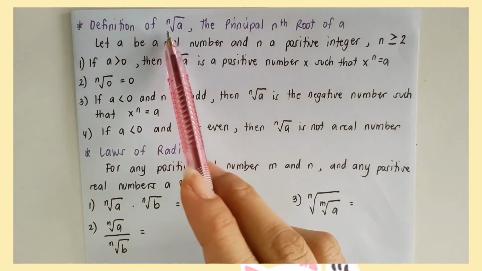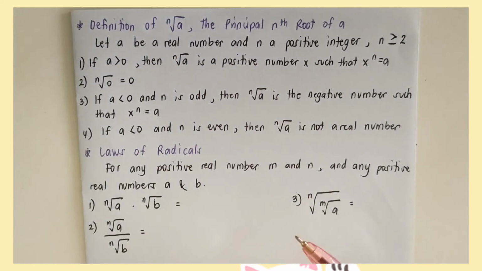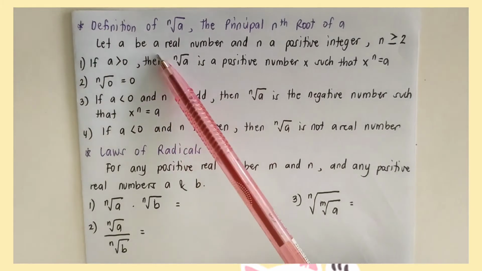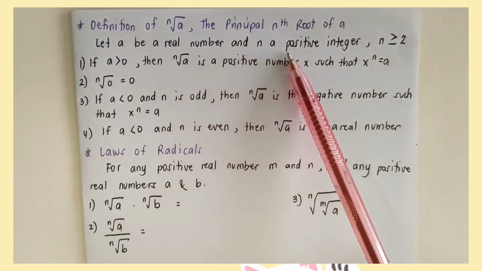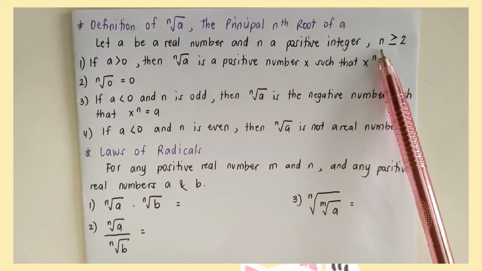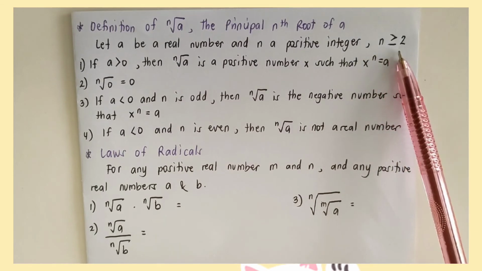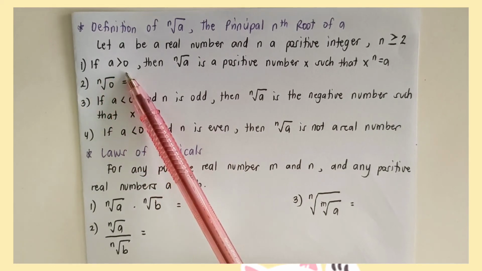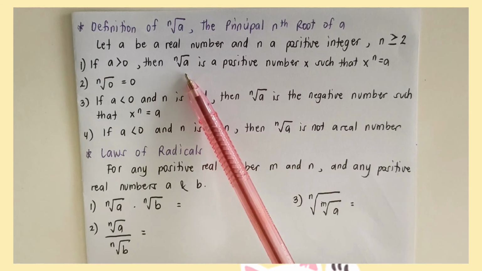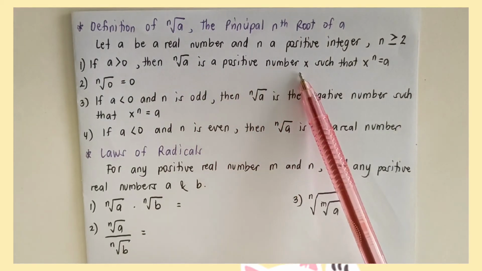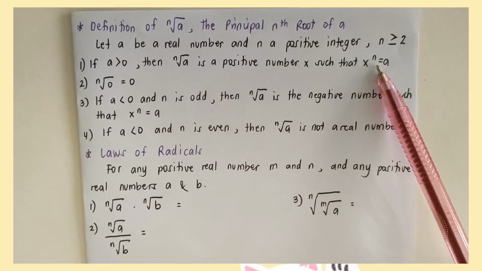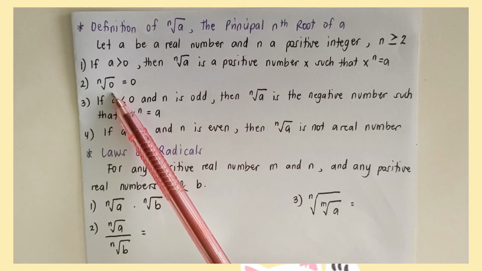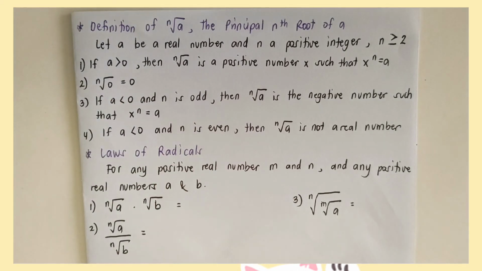The definition of the nth root of A, the principal nth root of A. Let A be a real number and n a positive integer, n greater than or equal to 2. Take note that if A is greater than 0, then the nth root of A is a positive number x such that x raised to n equals A. Next, the nth root of 0 is 0. It was discussed last time.